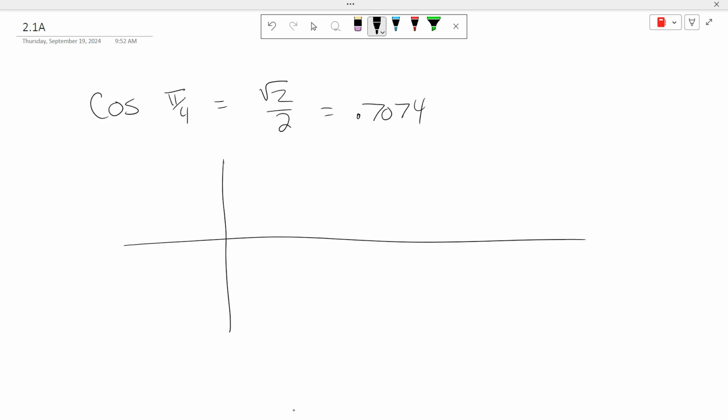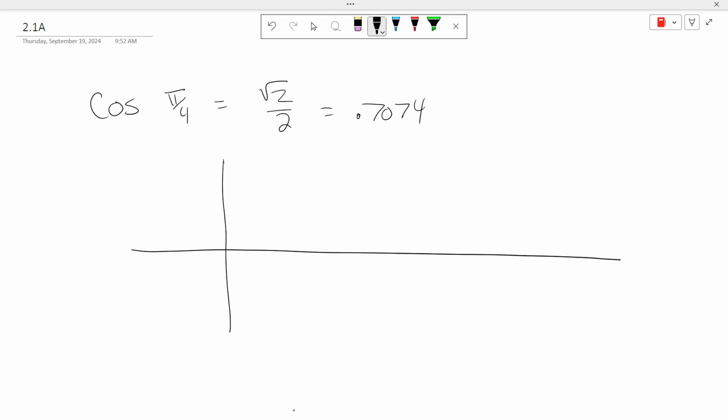Wow, that was cool. See if I can do that again. It thinks it's wanting me to erase.